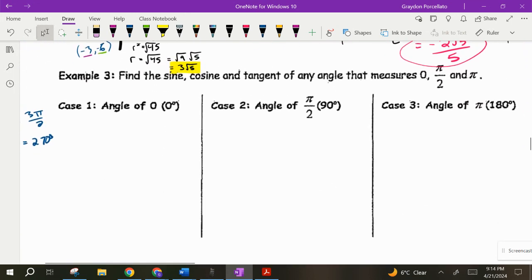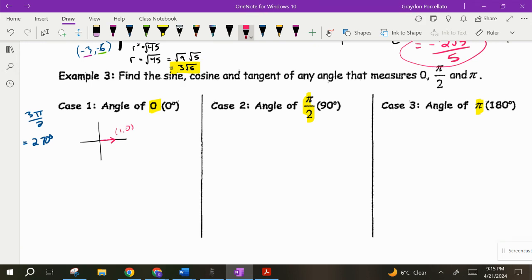So this question says, find the sine, cos, and tan of any angle that measures 0, pi over 2, and pi. So we're looking at special cases. We're looking at an angle of 0, an angle of pi over 2, and an angle of pi. So what I'm going to start by doing here is just drawing each of these. So there's my Cartesian plane. Where is an angle of 0? Well, an angle of 0 would be this here. Notice that, well, what is the coordinate here? My coordinate is (1, 0).